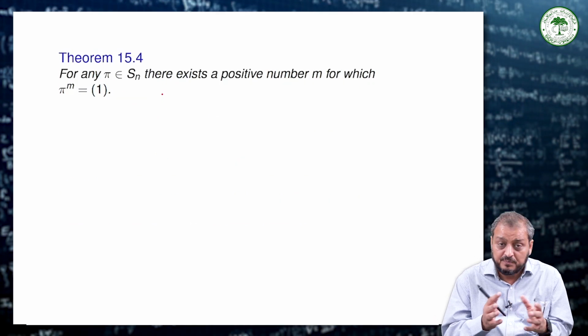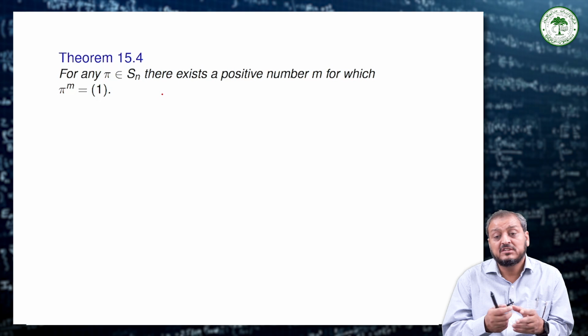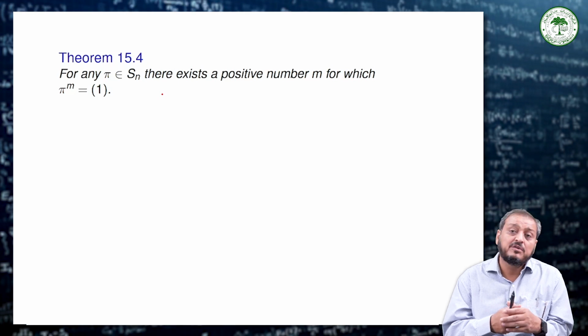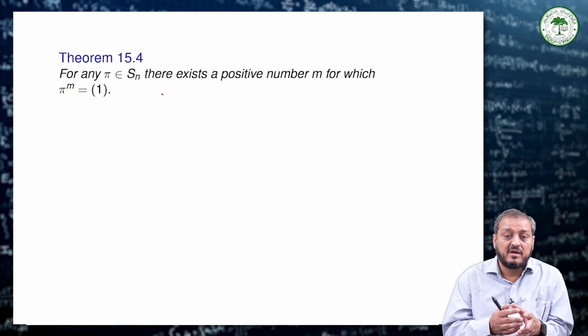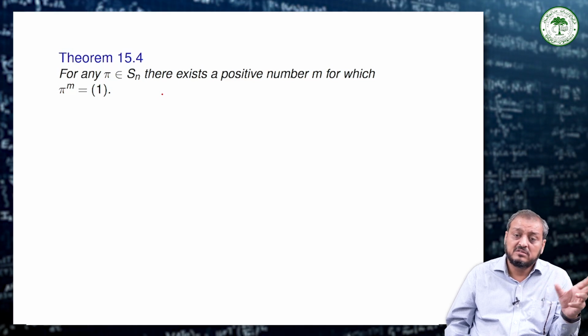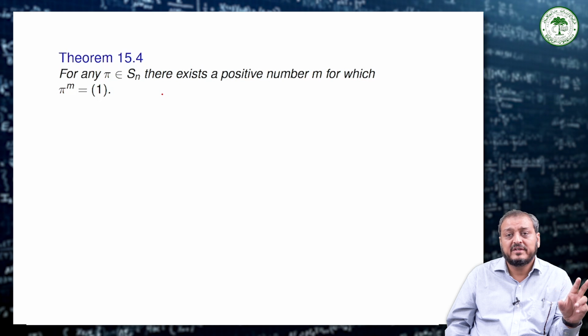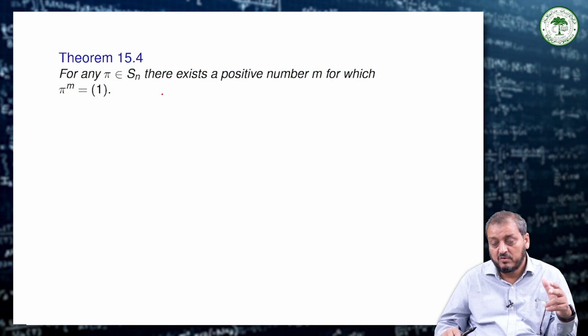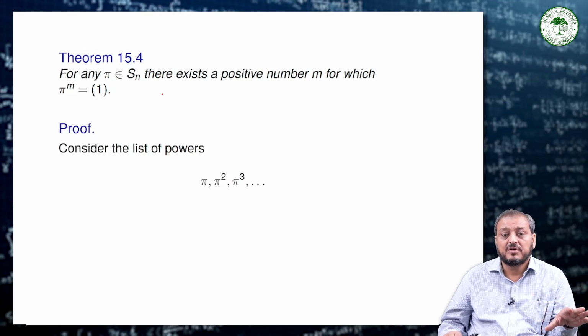For π belonging to Sn, there exists a positive integer m for which π to the power m is equal to the identity. If we take a π belonging to Sn, then some positive integer m exists for which π to the power m gives the identity permutation.